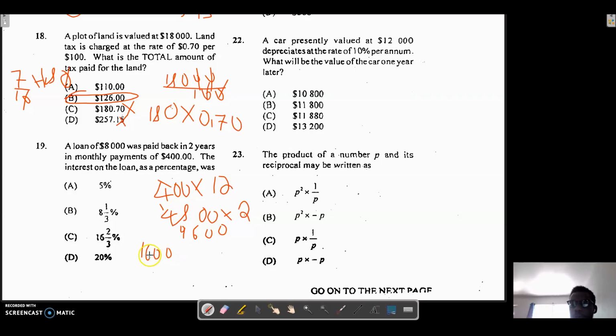Good? What we want is a percentage interest on the loan. So it will be 1,600 over 80,000, times 100. We don't actually have to work this out because 1,600 is almost 2,000. 2,000 would be a quarter, so it would be shy of a quarter. So we could even guess at 20%.